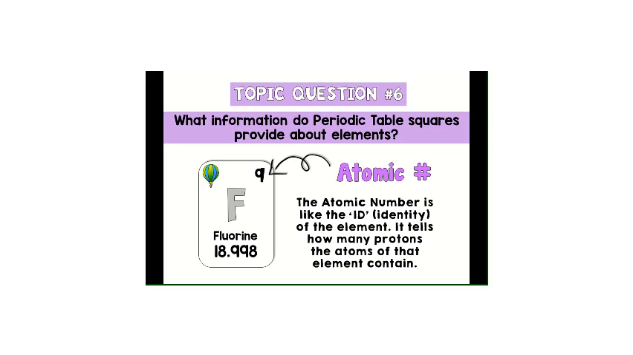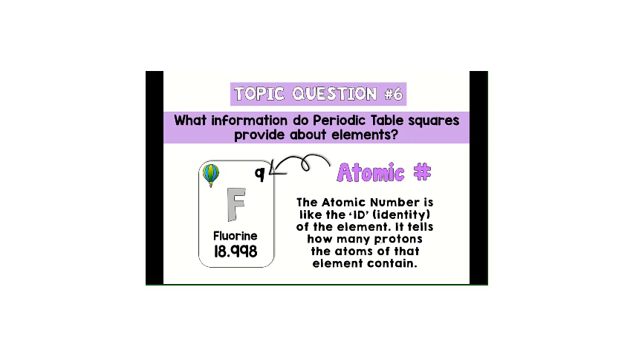All right, so on the periodic table itself, in each individual square, there are a couple different things to know. First of all is the atomic number. It might not always be here in the corner, but you know it's the atomic number because it's a whole number. It never has any decimals with it. It basically is like the identity, like the ID of the element.